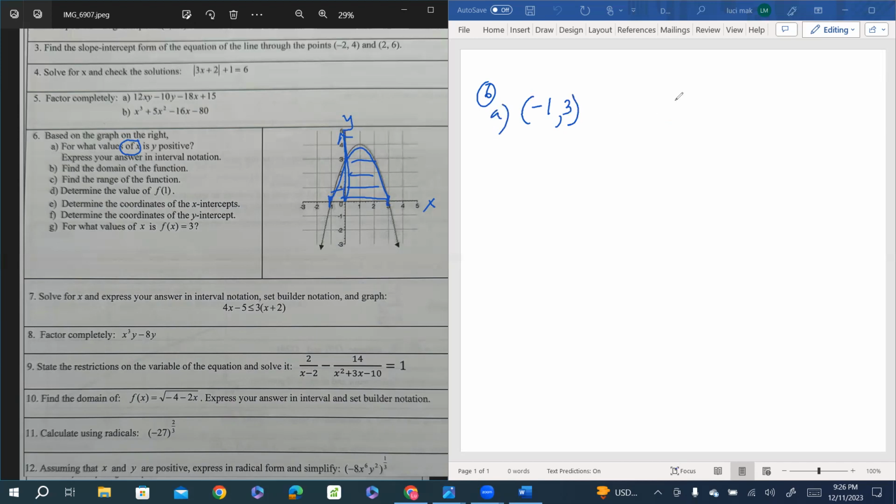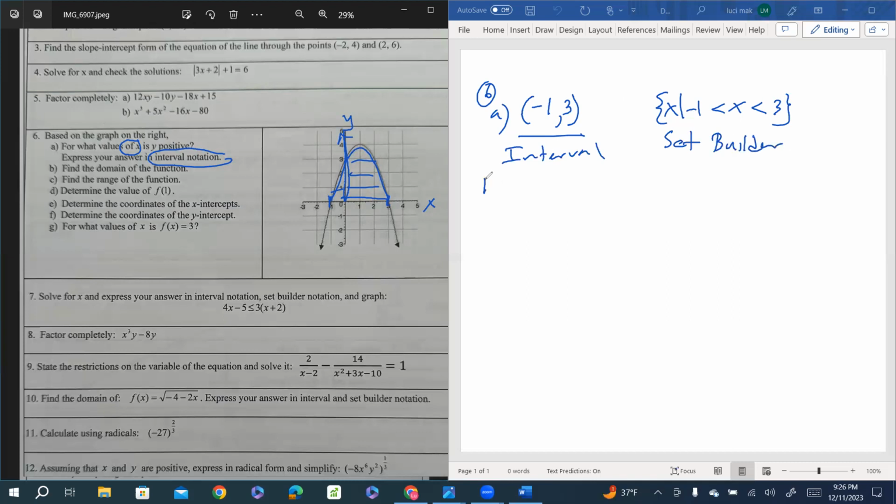Or in other words, in set builder notation, it is x such that x must be greater than -1 but less than 3. But in interval notation, it's this, okay? They want you to write in interval notation, so the right answer is this. This is set builder. This is interval.